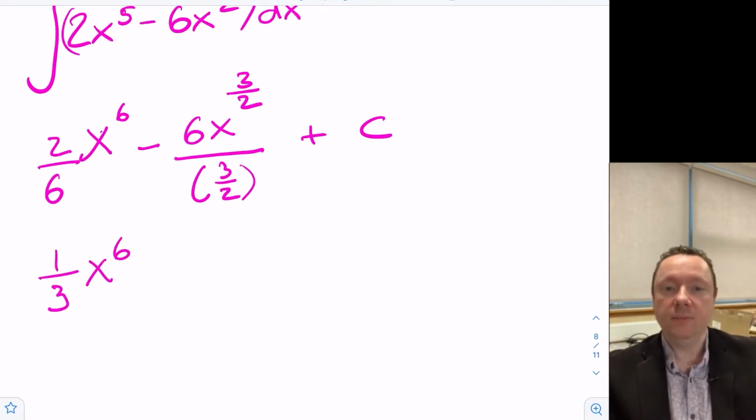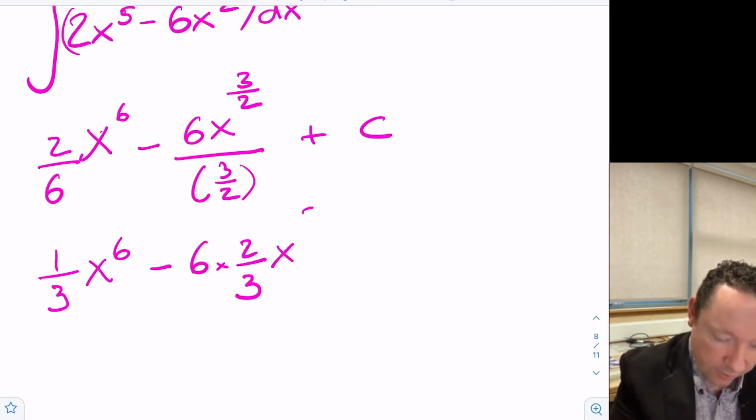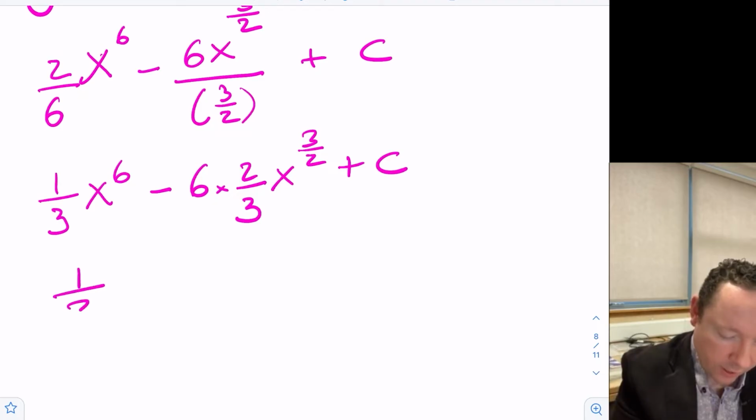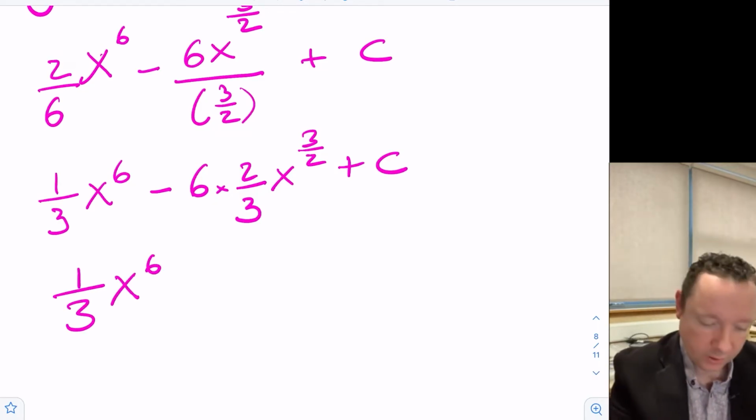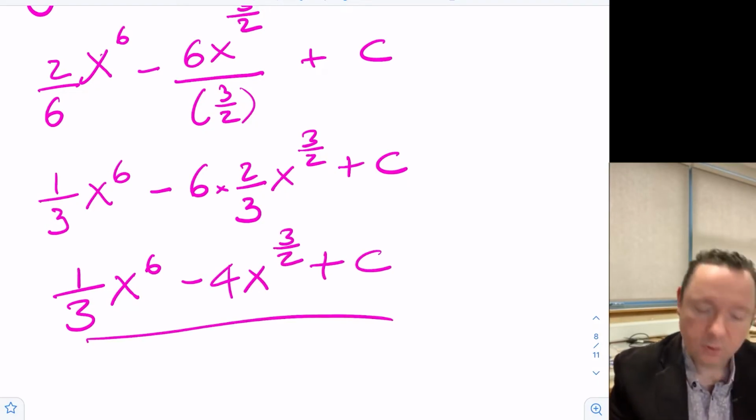Divided by a fraction, same as timesing by its reciprocal. So times by it and then turn it upside down. So I've got minus 6 times 2 thirds, x to the 3 halves plus c. So that gives me 1 third of x to the 6. 6 2s are 12. 12 divided by 3 is 4. So minus 4x to the 3 halves plus c for our final answer.